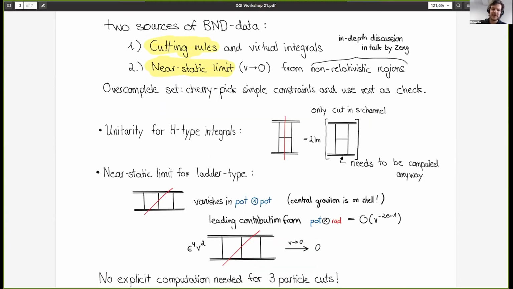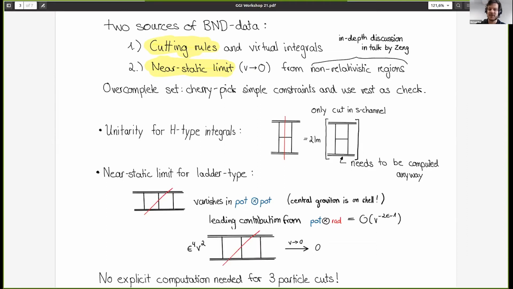And the second way we can compute the boundary conditions is actually the neostatic limit. And here we separate our space, our soft space into different regions. And so in principle, there's the potential, the radiation, and also the genuine soft region, which we also sometimes call the quantum soft region. And then we can see how all these regions scale in the neostatic limit.